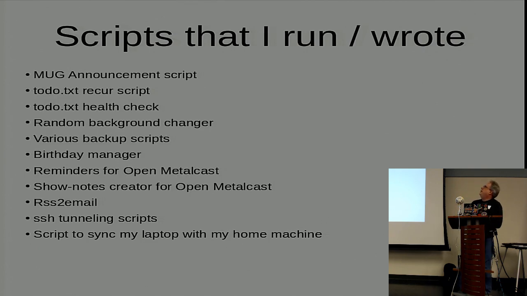So these are some scripts that I run and some of them that I wrote. One of those is the announcement list script. There is a script that I run on my computer that checks the mug website and checks the iCal file and figures out if there's a particular date that is 14 days in the future. If it is, then it will email the mug mailing list and say, hey, here's the meeting that's coming up. There's some to-do text stuff in there, a random background changer I found off the internet and adapted for my own needs, and some various backup scripts. I don't know how many people do their regular backup hygiene, but if you're not, that may be something to automate sooner rather than later.